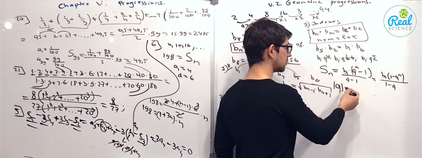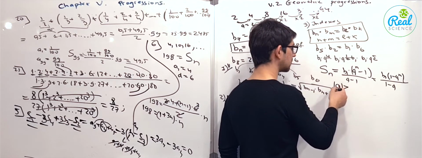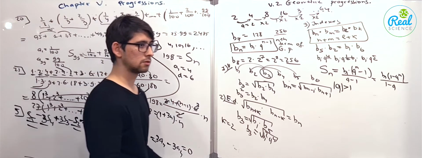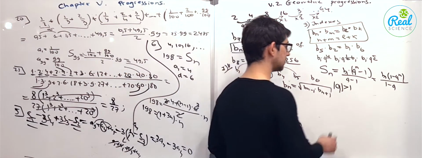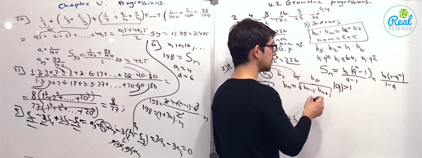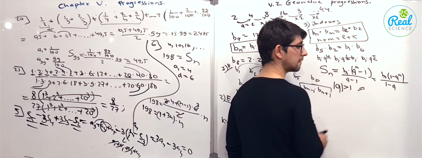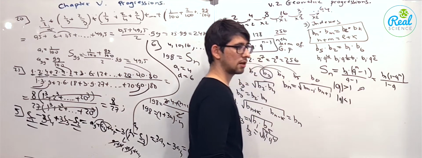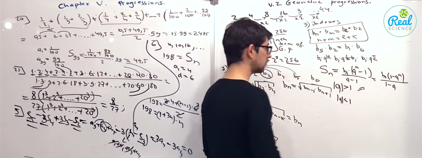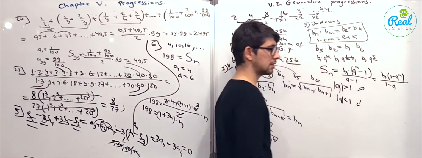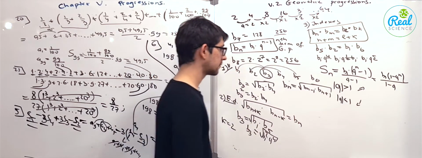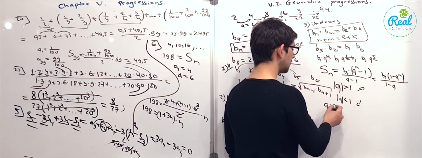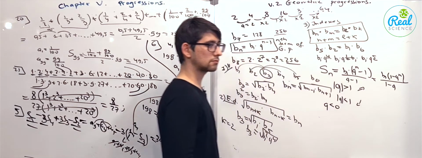If the modulus, the absolute value of your q, is greater than 1, what will happen? Yes, your terms will be ascending, right? When the modulus of q is less than 1, what will happen? Your terms will be decreasing, right? Infinitely decreasing, right?